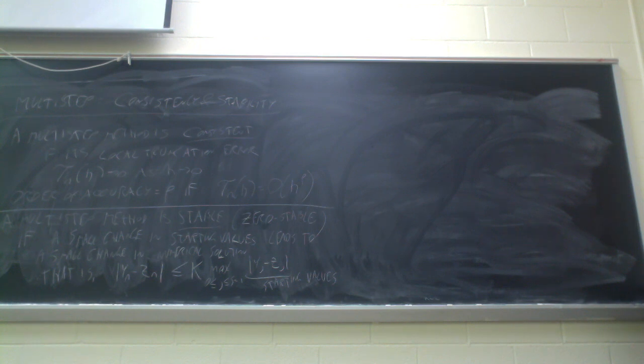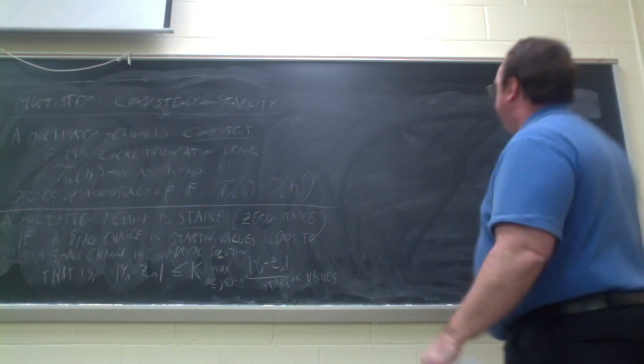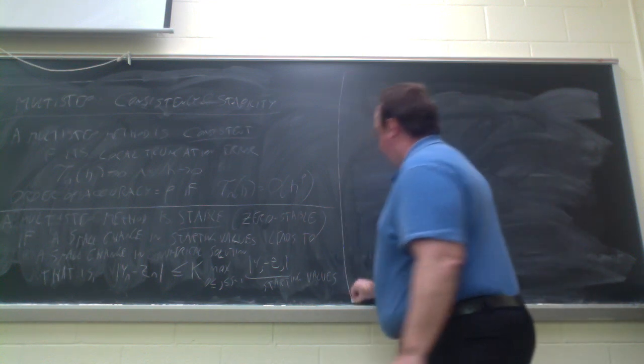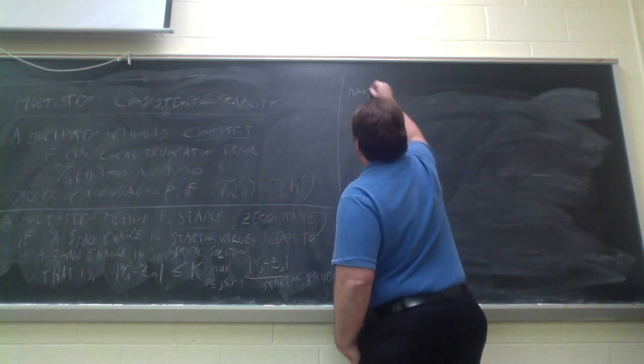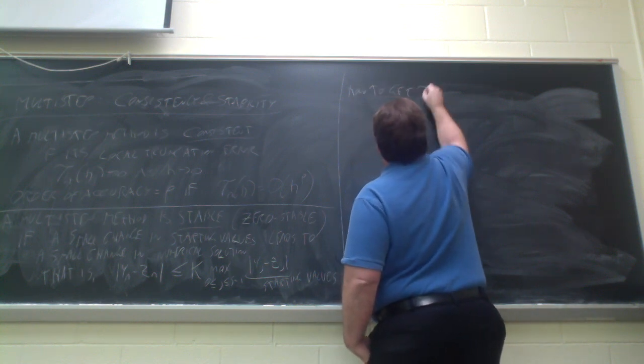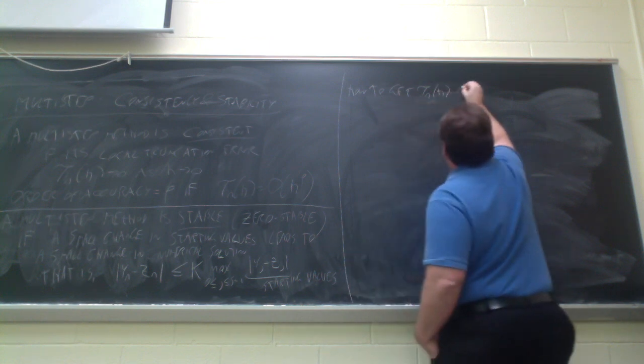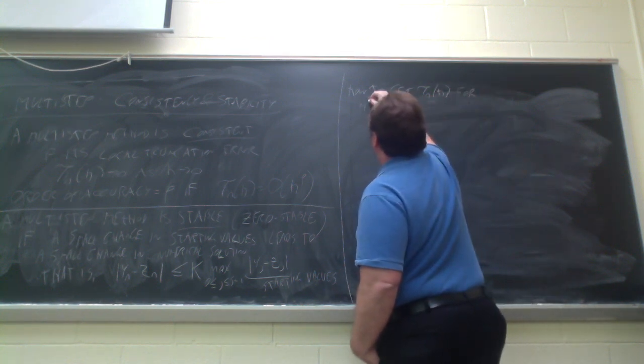Okay, so now we have our formal but useless definitions, and now we can get to our less formal and very helpful criteria for checking consistency, order of accuracy, and stability. First, for consistency, I'm going to get the local truncation error for multi-step methods.